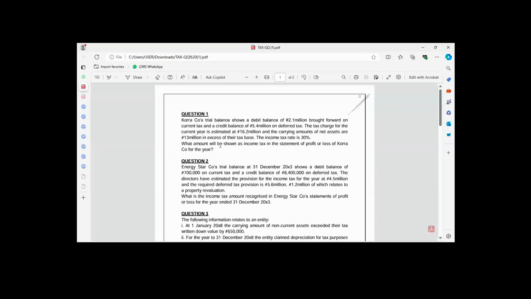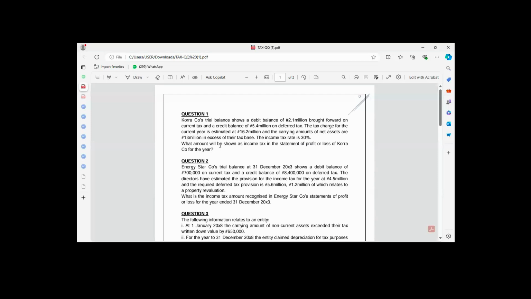The trial balance shows a debit balance of 700 on the current tax and a credit balance of 840 on deferred tax. Credit balance. Tax is always on credit balance, it does not mean it cannot be a debit balance. Anybody that is raising hand, talk. You are free to talk.